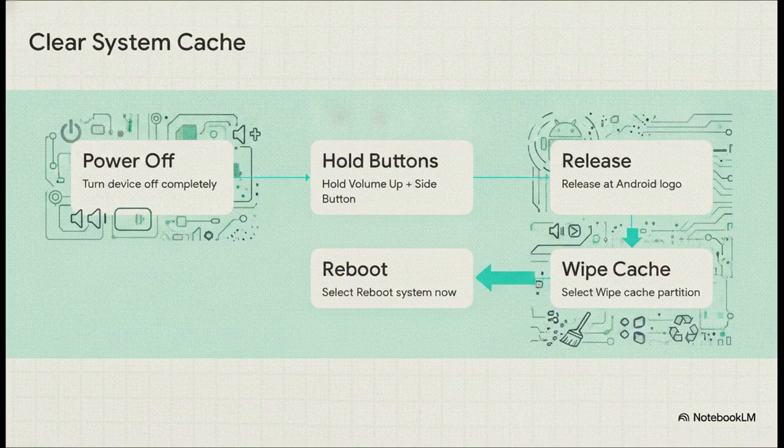If you want a much deeper clean, you can actually wipe the entire system cache partition. Think of this as a massive digital decluttering session for your entire operating system. You just power off the device, press and hold volume up plus the side button, and release them when the Android logo pops up to enter recovery mode. From there, use your volume buttons to scroll down, select Wipe Cache Partition, and reboot. It clears out old OS temporary files that cause that annoying system-wide stuttering.